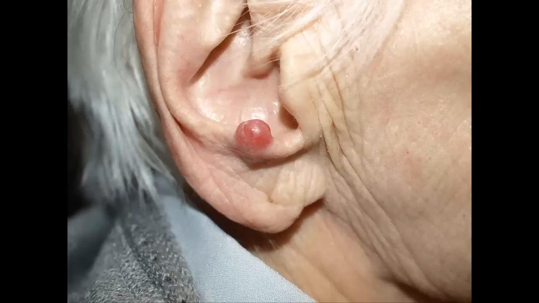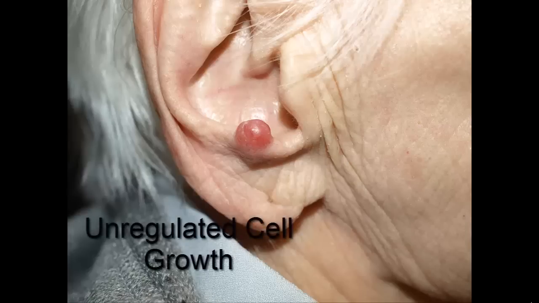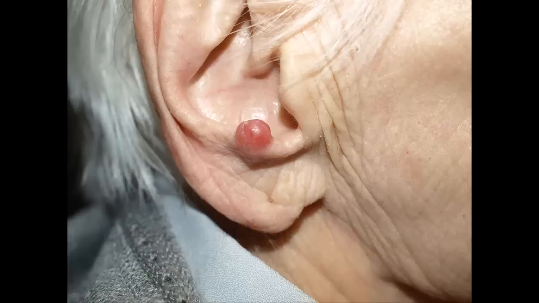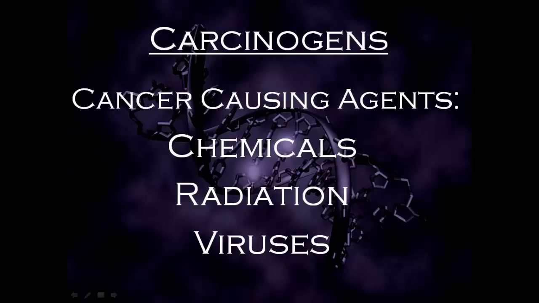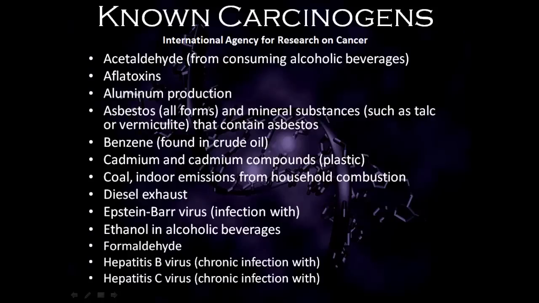The tissue is distinctly different than the surrounding tissue because the cancerous tissue and the healthy tissue no longer share common DNA or a common blueprint. The cells that make up the tumor grow faster and divide more often than the healthy cells around them. Cancer can occur anywhere in the body, but all cancers have one thing in common. They were caused by a carcinogen. Carcinogens are cancer-causing agents. They can be chemicals, radiation, or viruses.